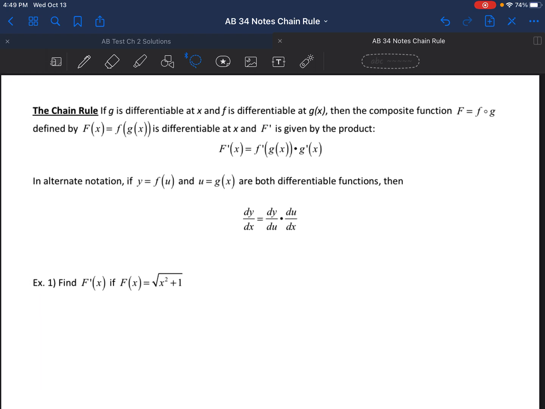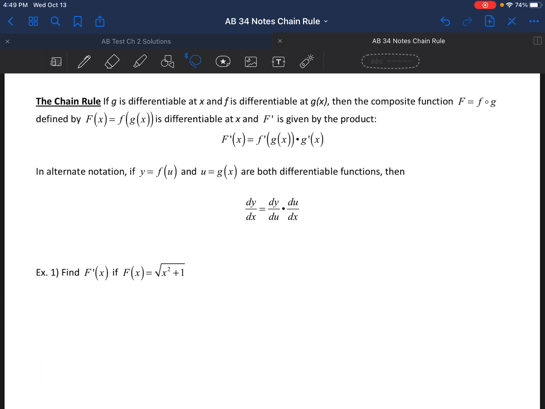What we have is going to be called the chain rule. If g is some differentiable function at x, and f is differentiable at that g of x, the output, then our composite function, f of g of x, just a different way of writing it, is differentiable. And f prime, the derivative of the composite, is given by this: f prime of g of x multiplied by g prime of x. That is the derivative of the outside function, keep the inside the same, multiplied by the derivative of the inside function.